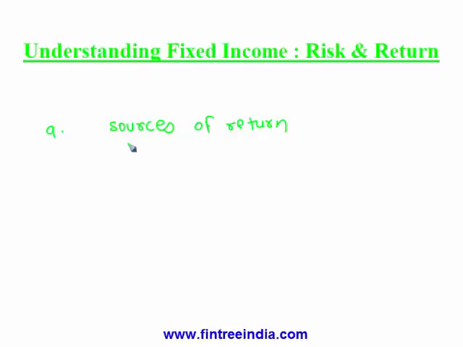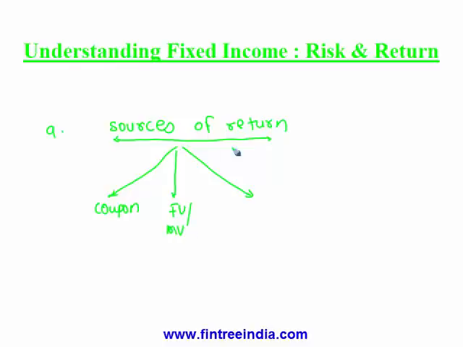So these sources of return, sources of cash flow, we would divide into three parts. Can you tell me what is the first one? The coupon that you receive every year. Then face value or market value when you sell the bond, and reinvestment of coupon. So these are your three sources of return when you invest into a bond.